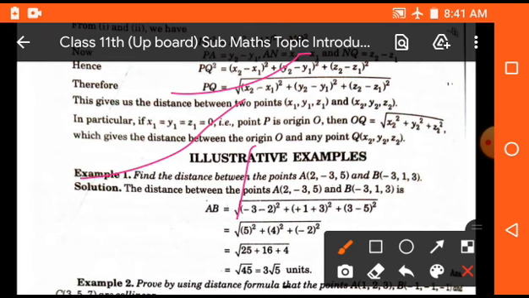Now see an example. Find the distance between the points A, whose coordinates are (2, -3, -5), and B, whose coordinates are (-3, 1, 3). We can find the distance of these two points by the given formula. AB is equal to the square root of (-3 - 2) whole squared plus (1 + 3) whole squared plus (3 + 5) whole squared. By the given formula, the distance between these two points will be 3 root 5.